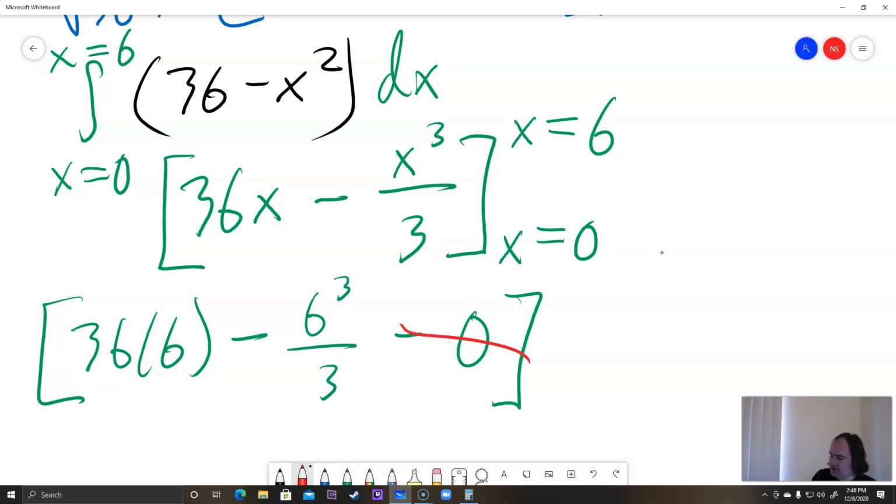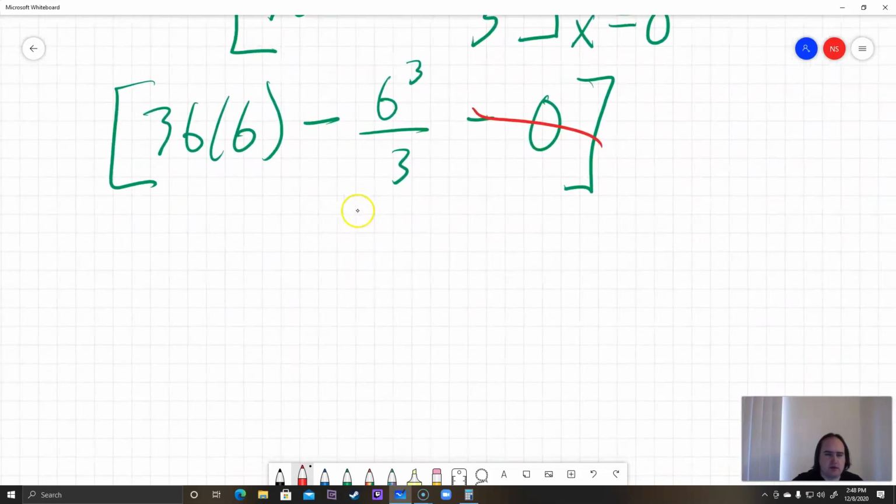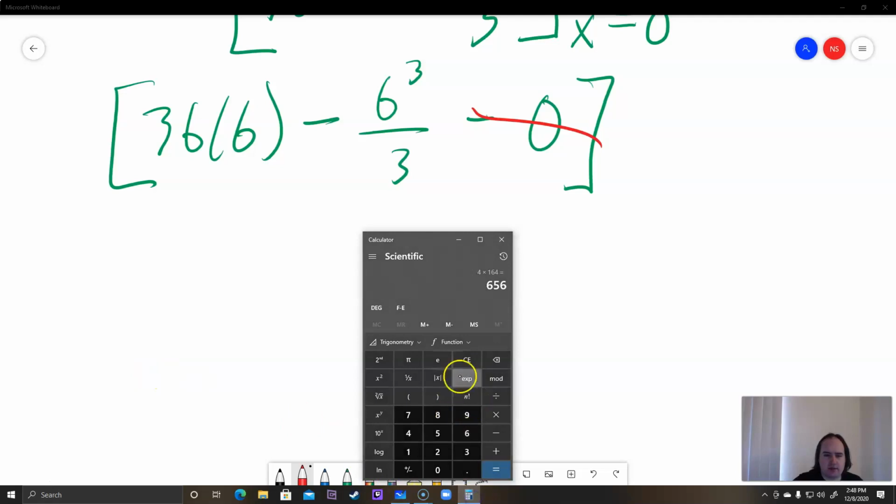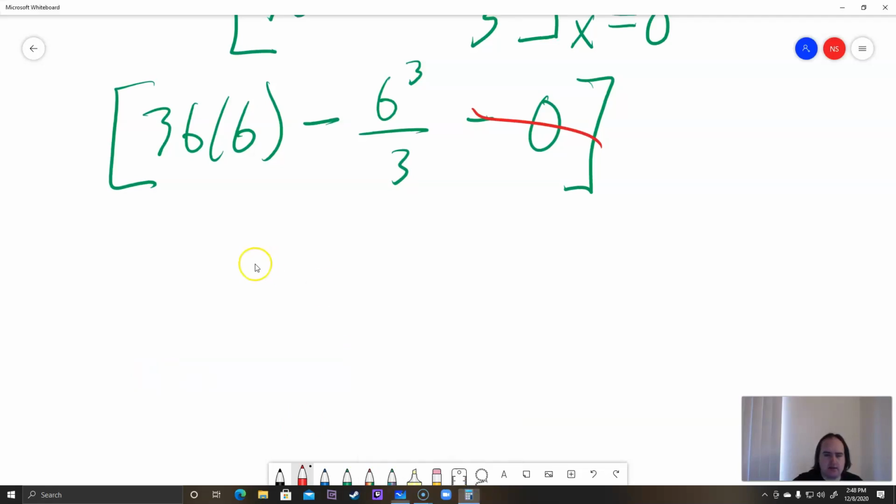Okay, and we don't care about the minus 0. That doesn't matter. So all we care about is simplifying this over here. So to simplify this, 36 times 6, I don't remember what that is. 36 times 6 is 216. And I probably should have known that. Okay, so we have 216.